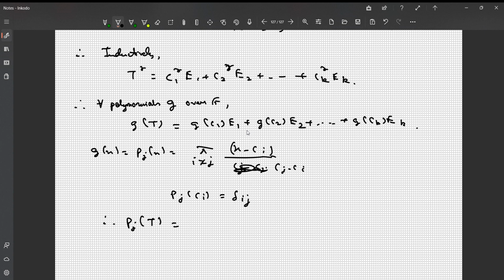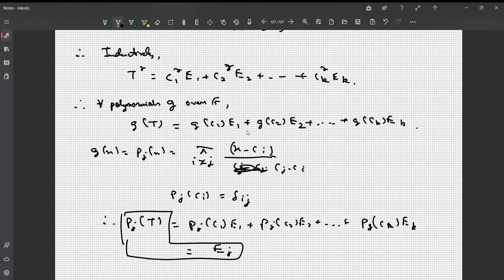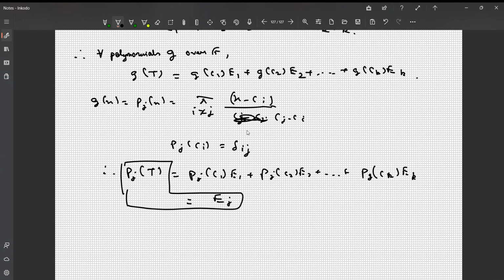Then what is Pj of ci? It's delta ij, right? Therefore, how can Pj of T be written? It's Pj(c1) E1 plus Pj(c2) E2, and so on till Pj(ck) Ek, right? We have a term cj in between, so Pj(cj) will become 1, so we just have Ej here, right? But what conclusions did we actually draw? We actually drew this very conclusion.